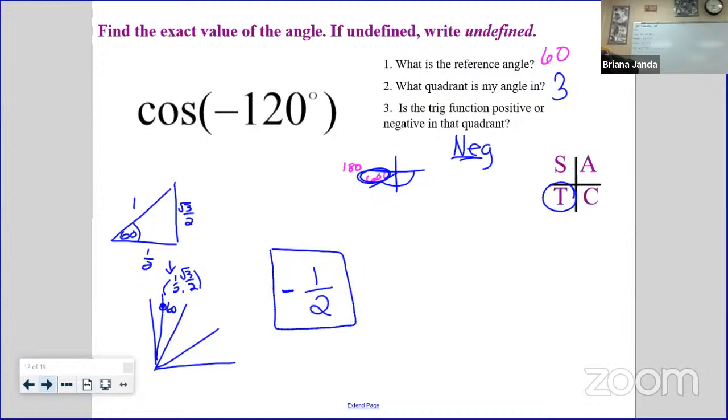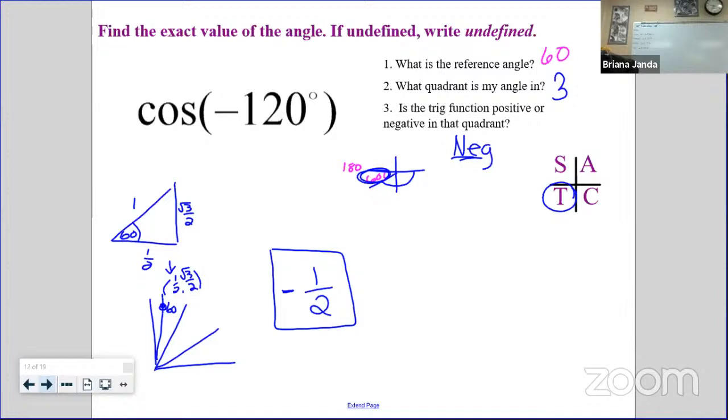Some people expand this if they draw it. Some people will draw a special right triangle for every single problem and draw it into the correct quadrant. That's fine, you can do that. That's a lot of work and a lot of drawing, which is fine. Questions? Are you starting to find a method you like?